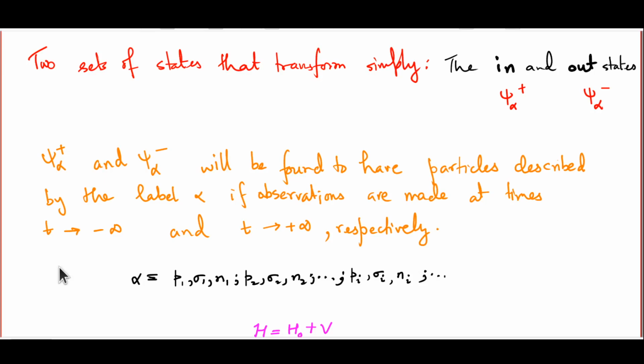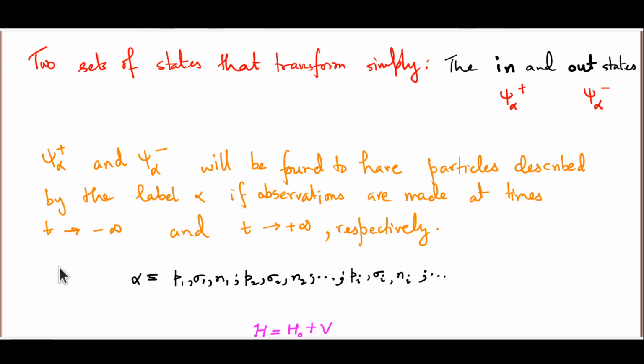together the labels for all the single particle states which go and make up the system. That is, alpha is something like P1, sigma1, N1, P2, sigma2, N2, and so on, where Pi, sigma i, and Ni are respectively the four momentum, the spin component, and the species label for the ith particle. Note that when we are saying something like this, we imply that there is a sense in which this particular state chi alpha plus can be thought of as composed of independent particles which bear these single particle labels.